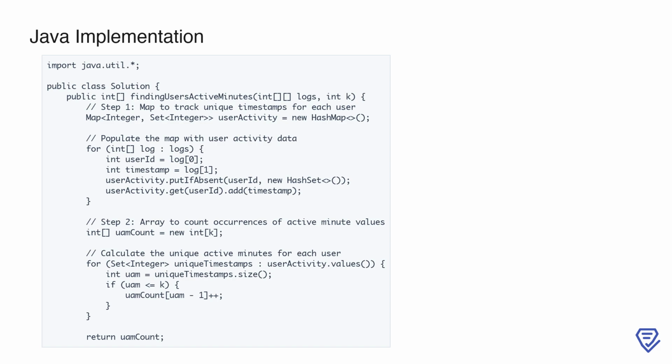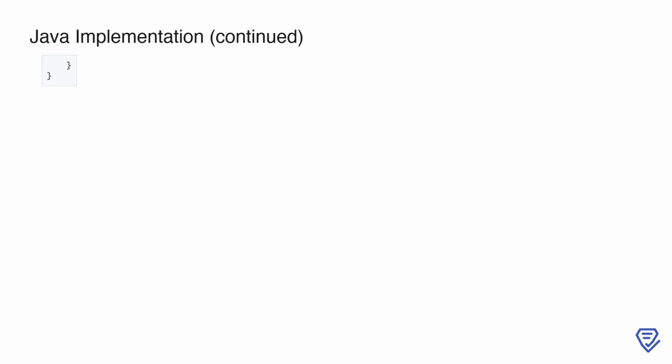This gives us an efficient way to track unique timestamps for each user, which is the foundation for calculating their unique active minutes. After constructing the userActivity map, we move to step 2, where we calculate the unique active minutes for each user. To do this, we initialize an array UMCount of size k, where each index represents the number of users with a corresponding unique active minute count. For example, UMCount[0] tracks users with 1 unique active minute, UMCount[1] tracks users with 2 unique active minutes, and so on.